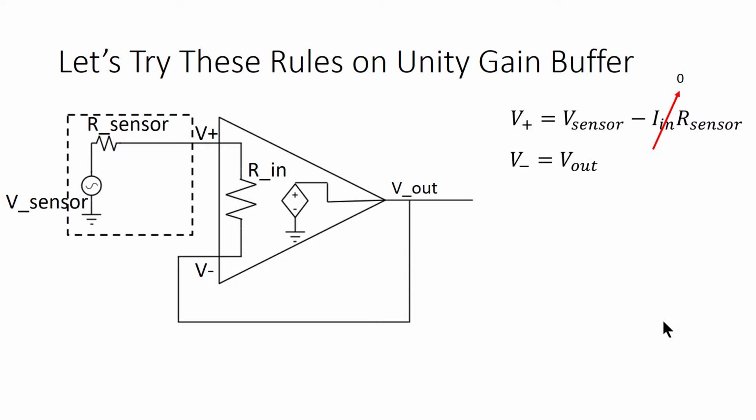We know V minus is equal to V out because they're connected with a wire. So because this is negative feedback, we can apply our rules and immediately know that V out is equal to V sensor, which agrees with our earlier analysis. This was quicker than feedback calculations, but not by a whole lot. However, this is the simplest circuit that we can imagine. We actually do even better if we analyze a more complicated circuit.